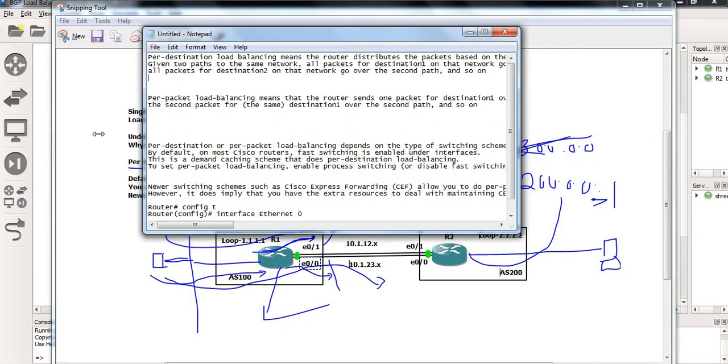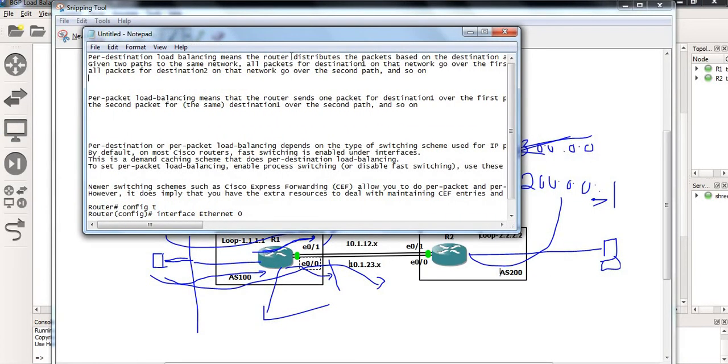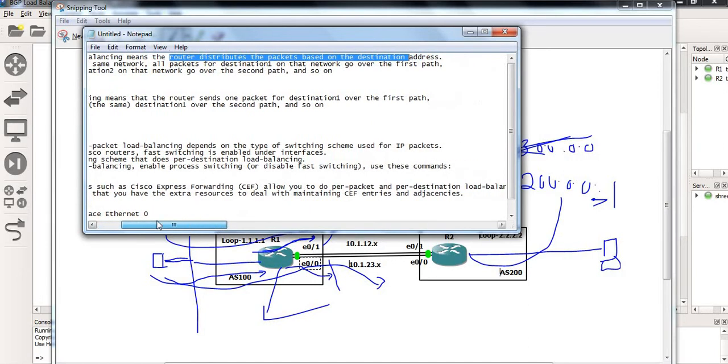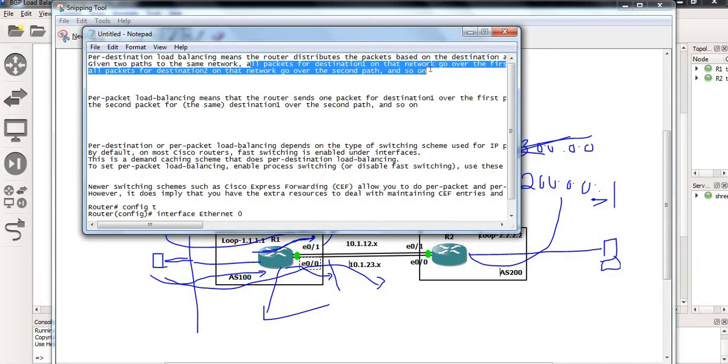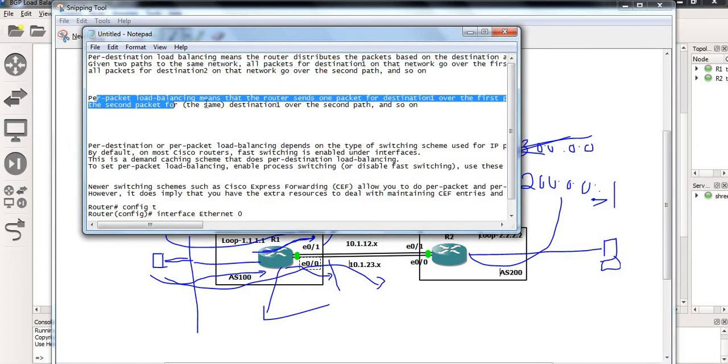So here you see that per destination load balancing means the router distributes the packet based on the destination address. We have discussed this. If you have two paths to the same network, all packets to destination 1 will go over one path, and all to destination 2 will go over another path. That's what we discussed here. Per packet load balancing also we have discussed. One packet will be sent on the first link and the second packet will be sent on the second link.